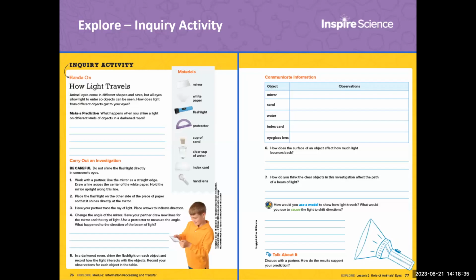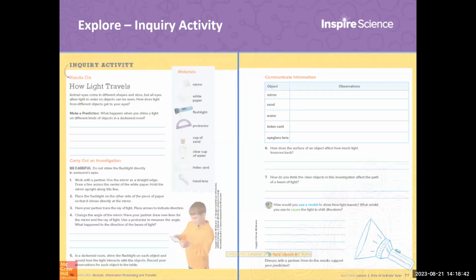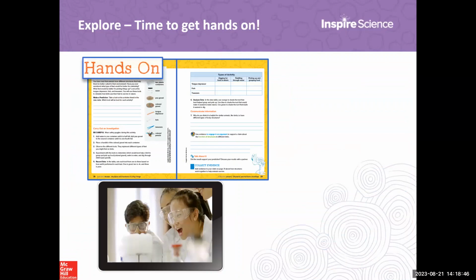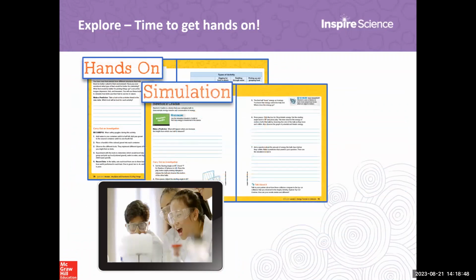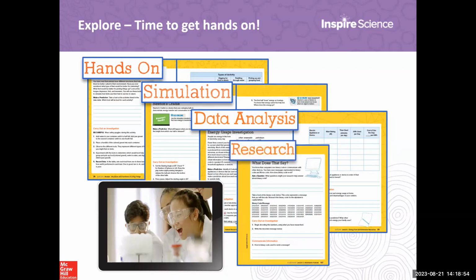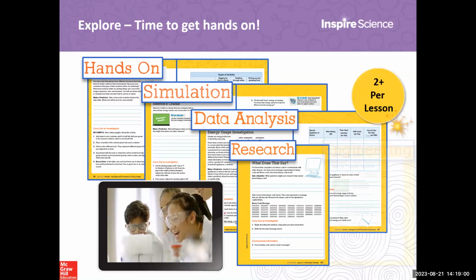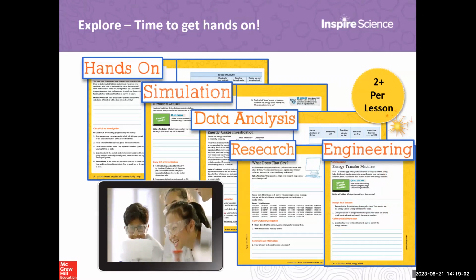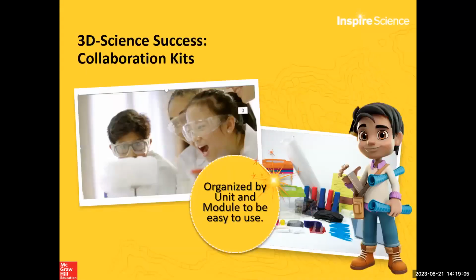Every lesson begins with a purple edge page. It's the probe. And every lab and investigation are yellow. And so these will be opportunities for exploration. Some of them are labs, but not all of them are labs. Some of them might be a simulation. It might be a data analysis opportunity. It might be a research project where they go online to the internet, get information and come back and report on it. Or it might even be an engineering challenge. There's at least 2 in every single lesson of Inspire Science.